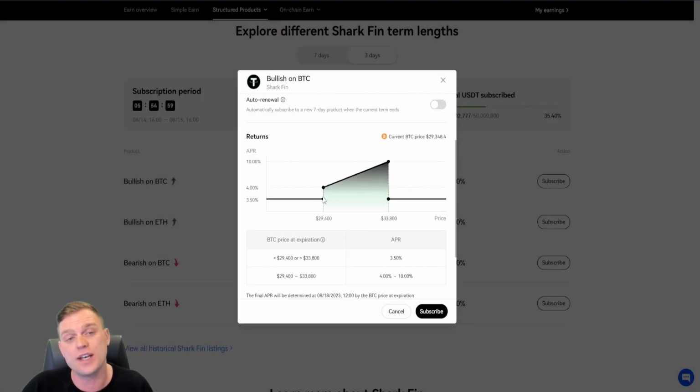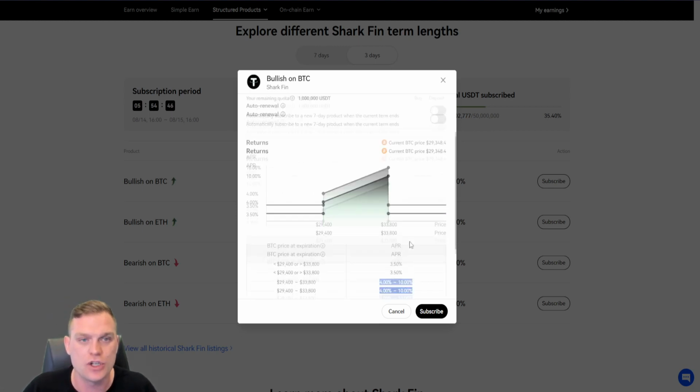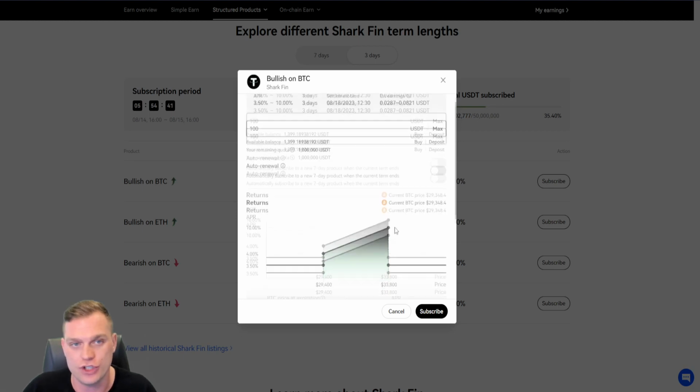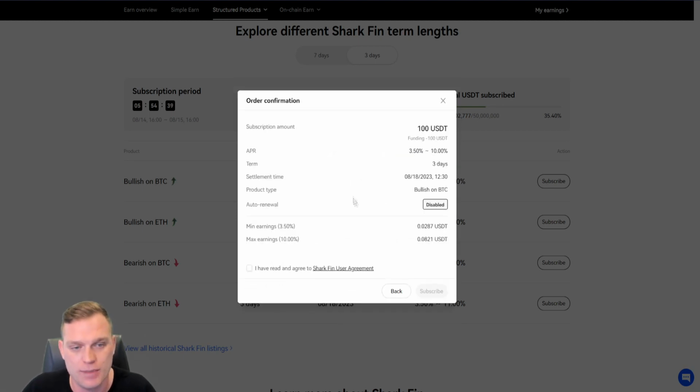Now, this means that in the next 3 days, should the Bitcoin price settle between 29,400 and 33,800, yes, as I mentioned, ladies and gentlemen, you could receive between 4 to 10% APR. So it's as simple as putting in the required amount of USDT that you want to put into the Shark Fin feature and hitting subscribe. Here you are going to get a neat little rundown based on the parameters of your Shark Fin agreement that you go into. If you want to read more about the Shark Fin user agreement, you can do that here.